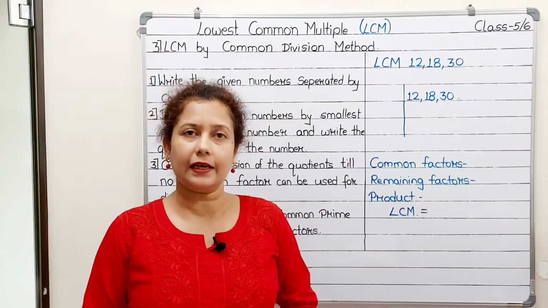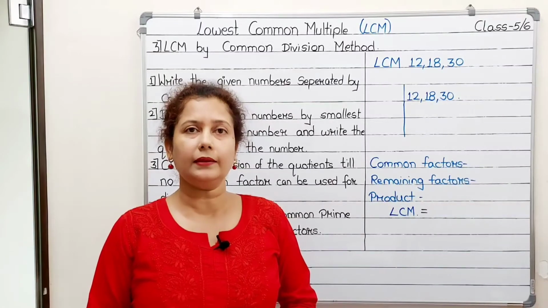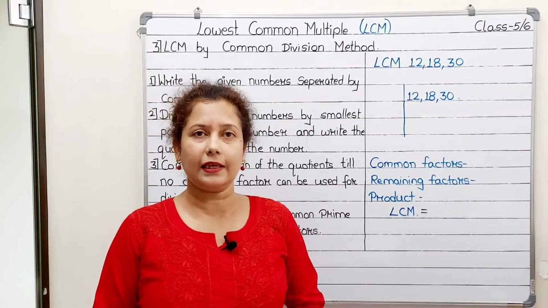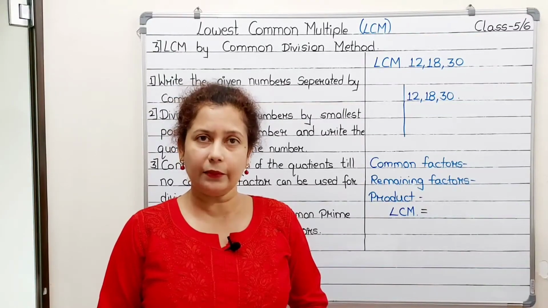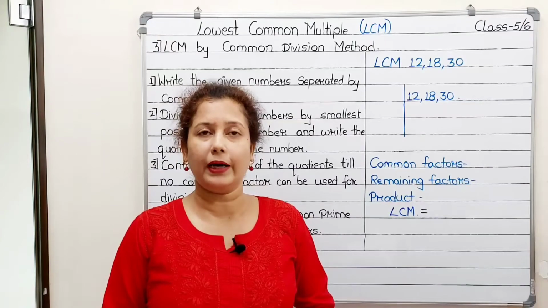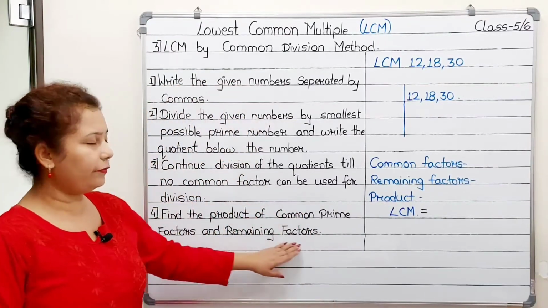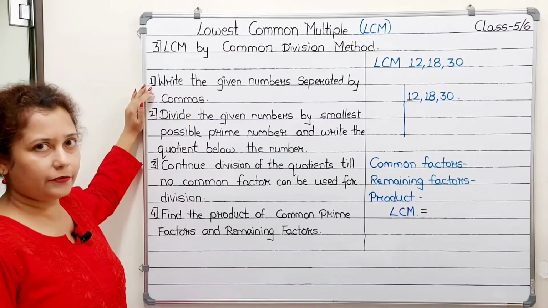To find HCF by common division method, we multiply only the prime factors and the product we get is the HCF of the given numbers. Whereas to find LCM of the given numbers, we multiply the prime factors and the remaining factors. So the steps to find LCM are as follows.